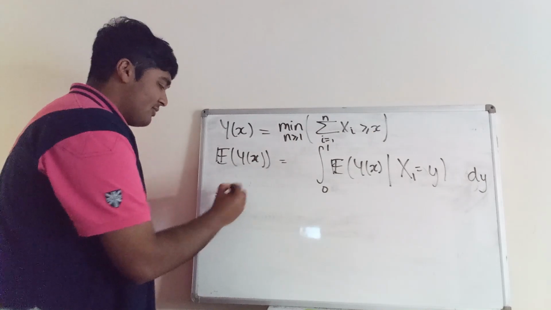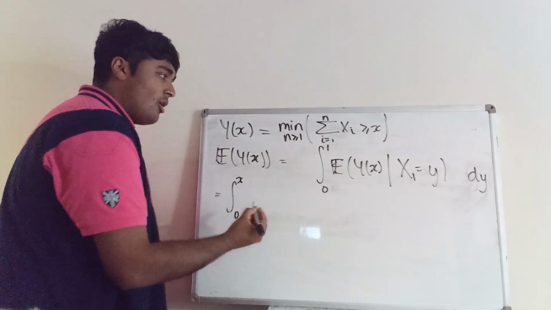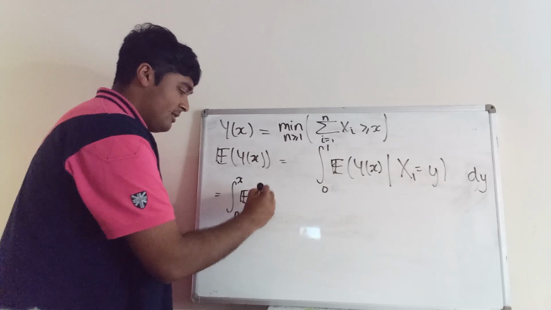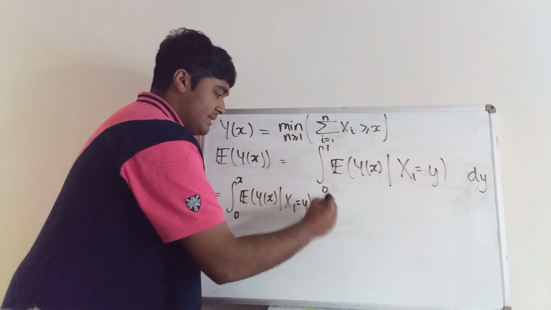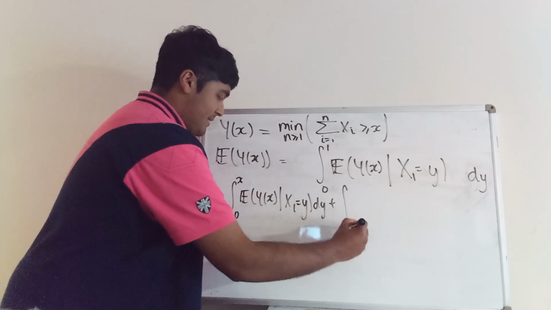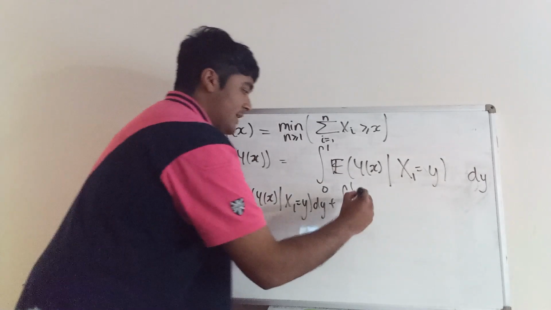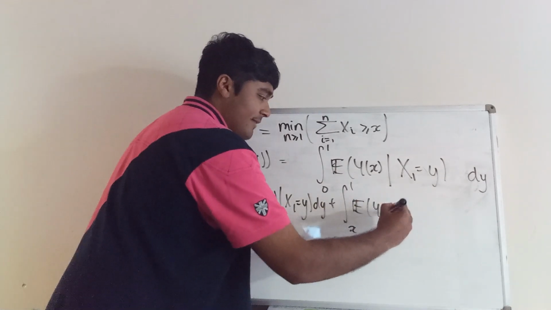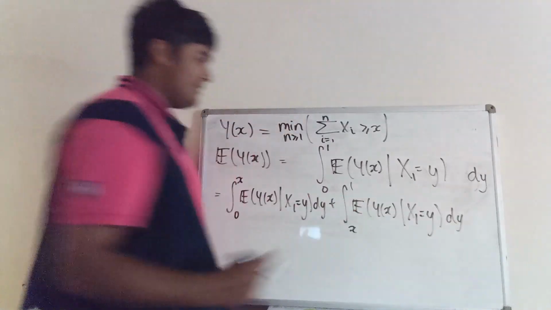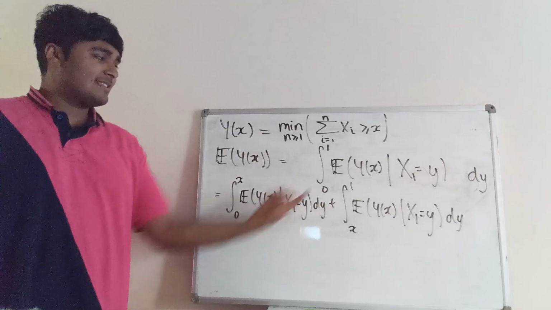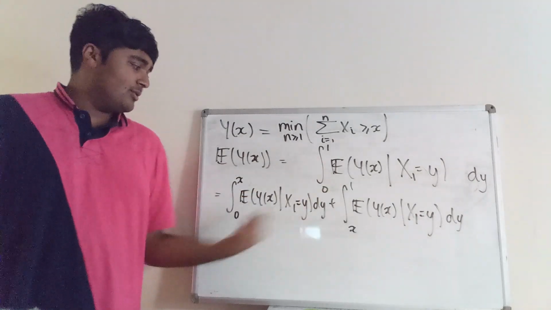So this is going to be the integral from 0 to x of the expected value of Y of x given x1 equals y dy, plus the integral from x to 1 of the expected value of Y of x given x1 equals y dy. Okay, so I haven't really done anything fancy going from this line. On this line I just split the integral into two bits.